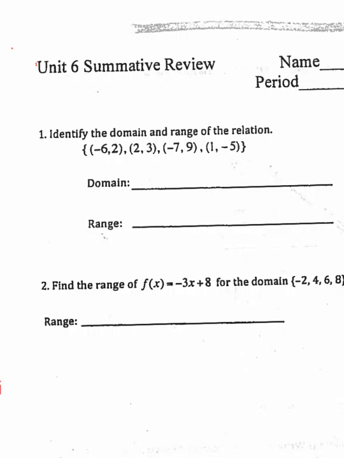Pause the action. All right, here's your Unit 6 summative review. Actually, it's Unit 10. It was Unit 6 last year, so we should cross that out and put 10.